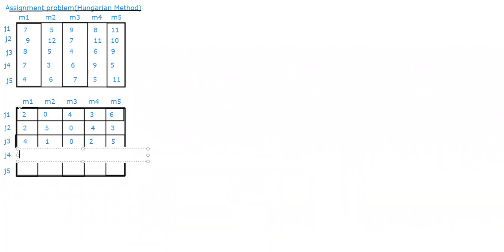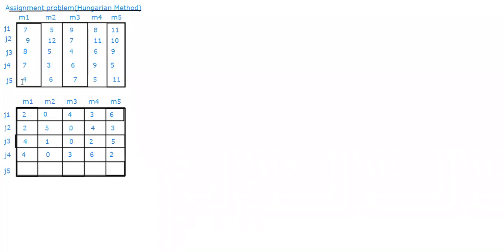Now I'll go to the fourth row. In this one, 7, 3, 6, 9, 5 are there. So the lowest is what? 3. Now subtract 3 from everything. So 7 minus 3 is equal to 4. 3 minus 3 is equal to 0. Then 6 minus 3 is equal to 3. 9 minus 3 is equal to 6. And 5 minus 3 is equal to 2. So this also I have done.